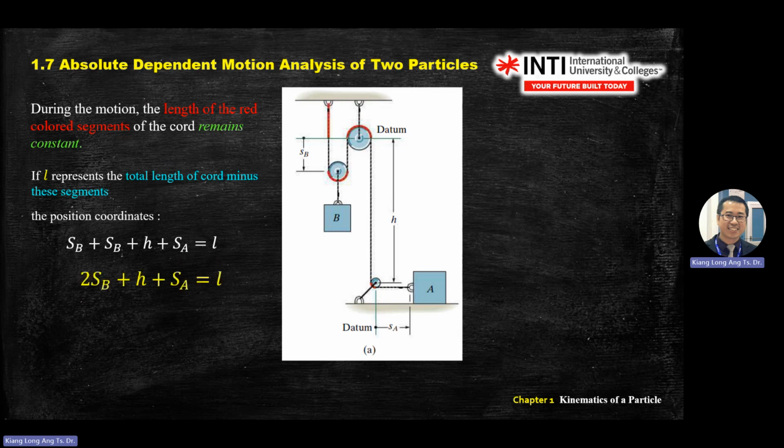Okay, you arrive at this equation. You differentiate with time, you get 2VB equals minus VA. What does it mean? You pull B, will A move fast or move slow? You pull B with, let's say, 10 meters per second. What is the speed of A? 5, not 20. It means double the velocity of A equals 1 velocity of B.